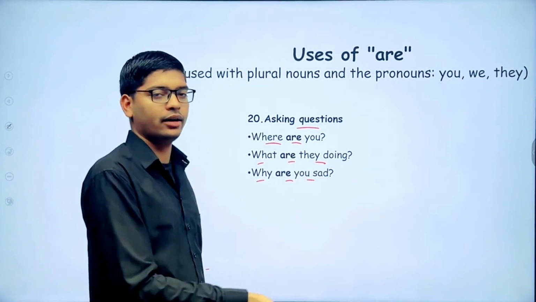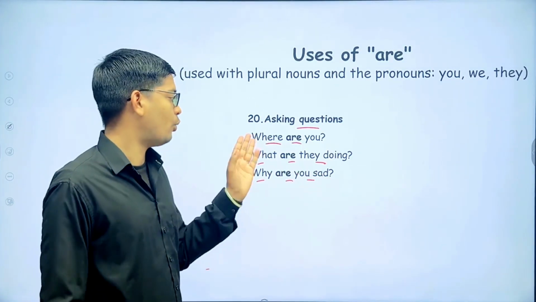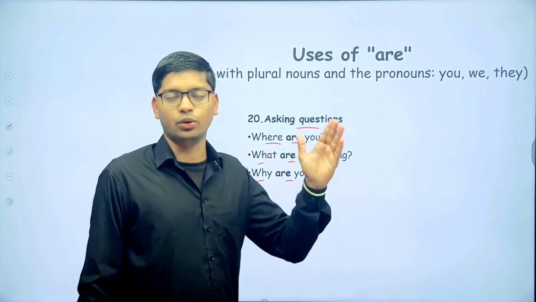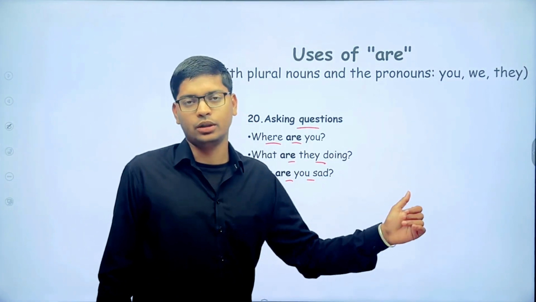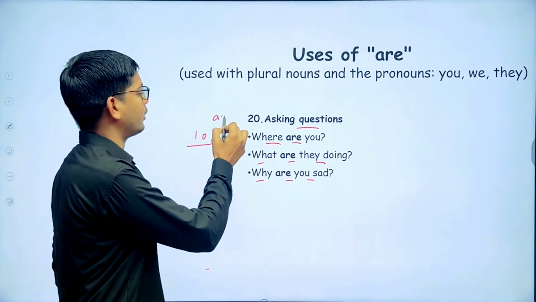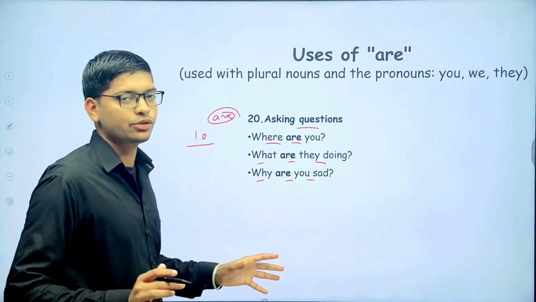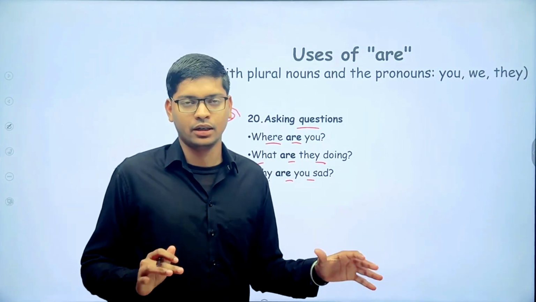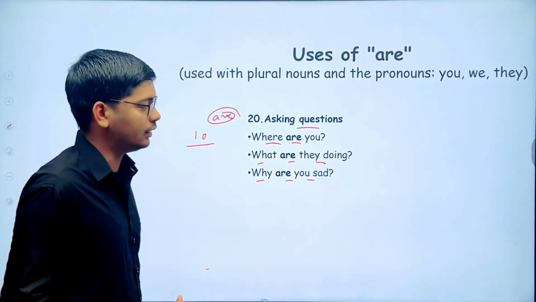Why are you sad? Why are you sad? What are they doing? Where are you? Okay. So we have read 10 uses of are. Guys, you understand? Next, let's see uses of I.